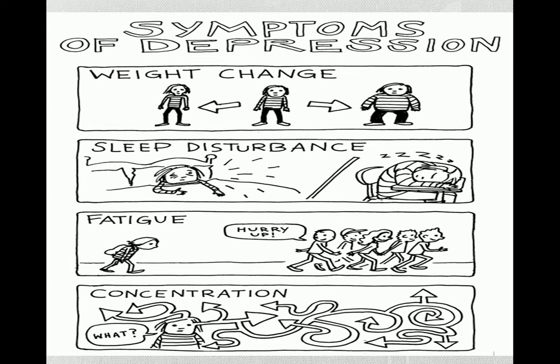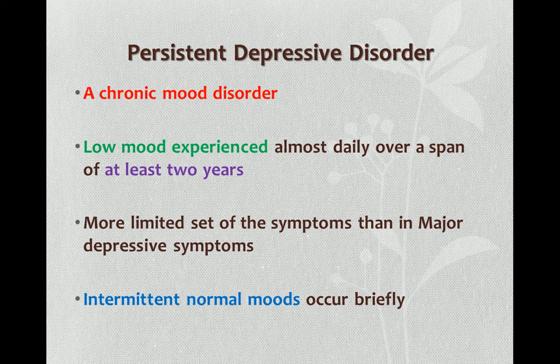So with persistent depressive disorder, one of the depressive disorders, persistent depressive disorder is a chronic mood disorder where a person reports a low mood almost daily over a span of at least 2 years. The symptoms are not as severe as those for major depression, although people with persistent depressive disorder are vulnerable to secondary episodes of major depression. Persons with persistent depressive disorder do not meet the criteria for major depressive disorder.